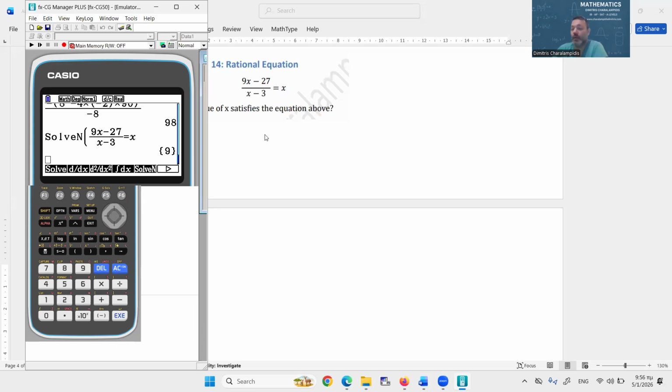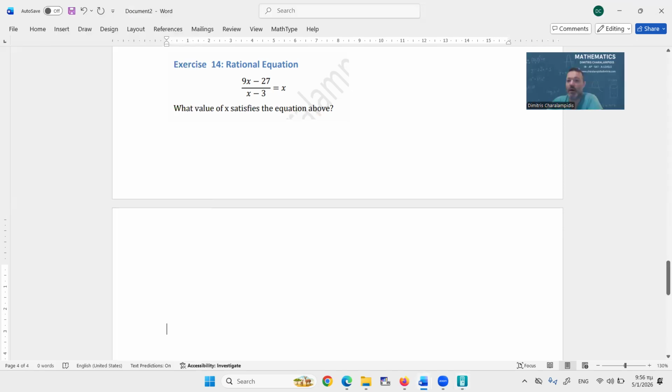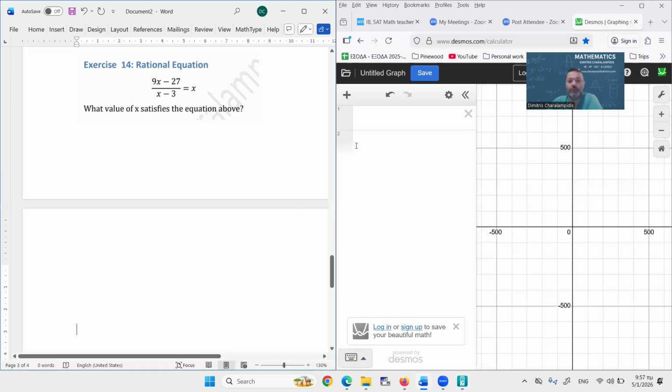But similarly, if you're using the TI calculators, there is a similar command. I think it's called nsolve over there. But what if you don't have a scientific calculator? Let's now see how this can be done by Desmos. So I have here Desmos in front of us. There are two different ways.